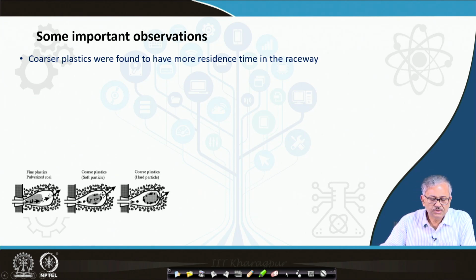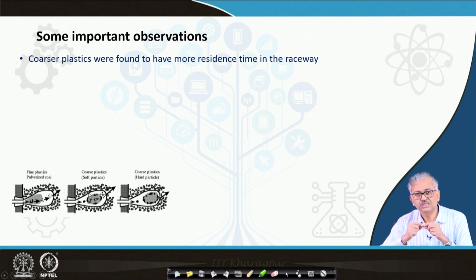And when the coarser particles are there, and the hard particle, there is the coarse plastic, but softer particle, that is mostly the agglomerated plastics. So, part of the agglomerated plastic, they have seen they break, they disintegrate and make fines also. Some of the agglomerated plastic makes fines, and the fines find a path through the raceway and come out, right.